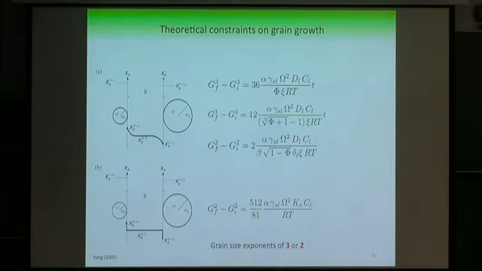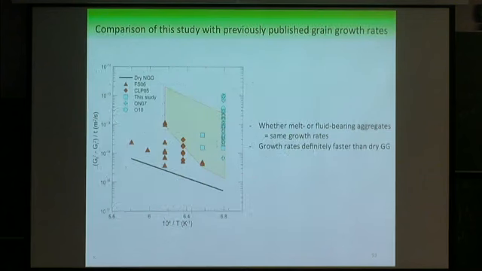So to sum up, here are all the equations that I'll be using to try to fit the experimental grain sizes. And you can see that the grain size exponents are either 3 or 2. So now, to head back to the experimental data, we can see in this plot grain growth rate as a function of inverse temperature. Here this line is dry normal grain growth. Here are the previously measured experimental grain growth rates.